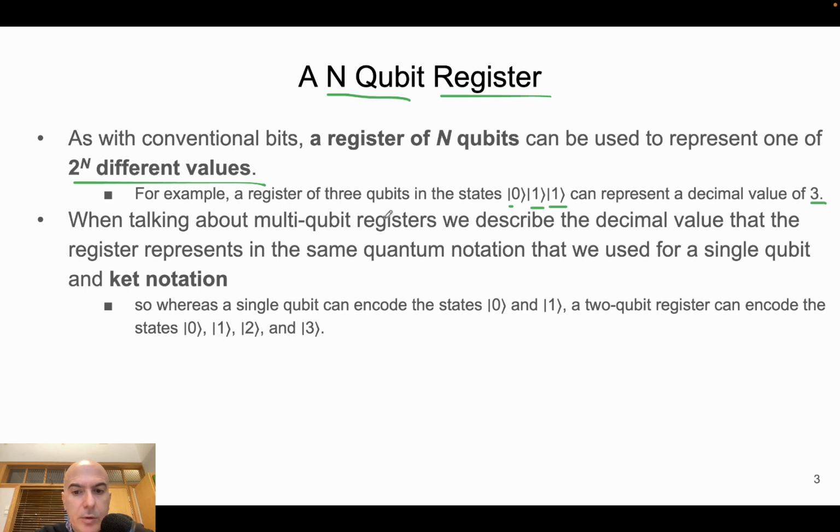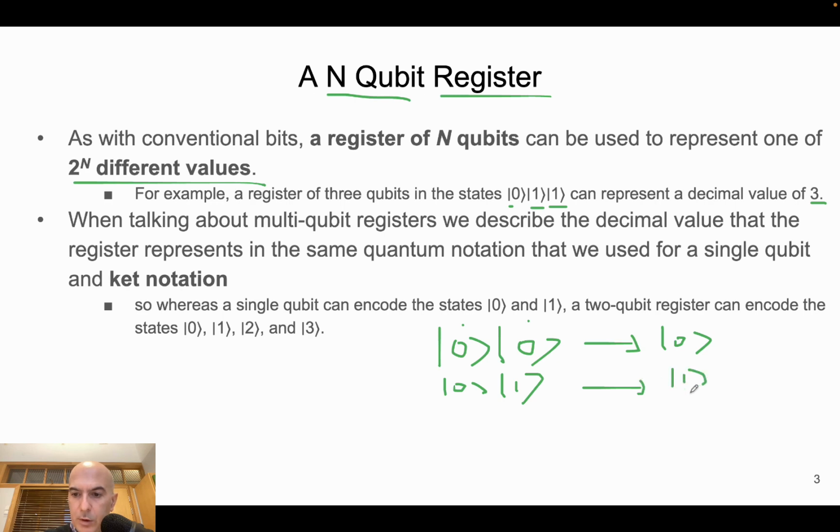Whereas a single qubit can encode the states 0 and 1, a 2-qubit register can encode the states 0, 1, 2, and 3. Let's see how this can be achieved. So for instance, in the 2-qubit system, the first qubit is in 0 and the second qubit in 0. This will represent our state 0. Then a 2-qubit system where the first qubit is in 1 and the second qubit is in state 0. This will be used to represent the state 1.